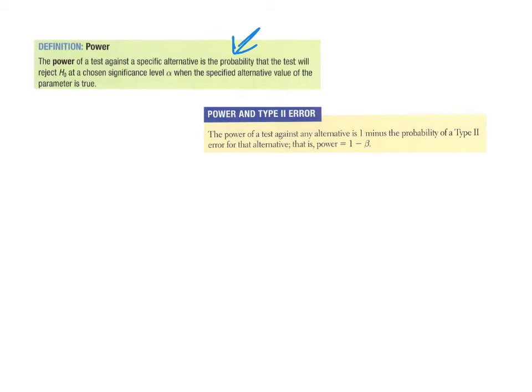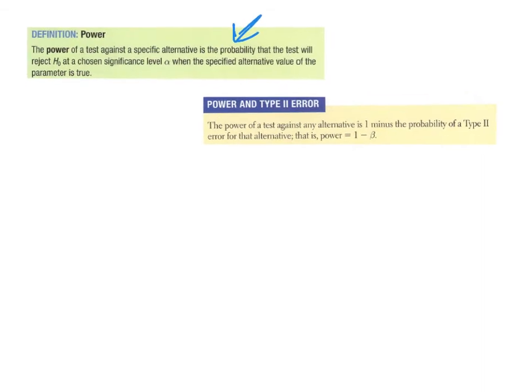So let's talk through that again. It's my probability that my test is going to reject the null hypothesis at my given alpha when the specified alternative value of the parameter is true. So this is a good thing. It's not an error, it's a good thing. It's my probability of avoiding a type 2 error.